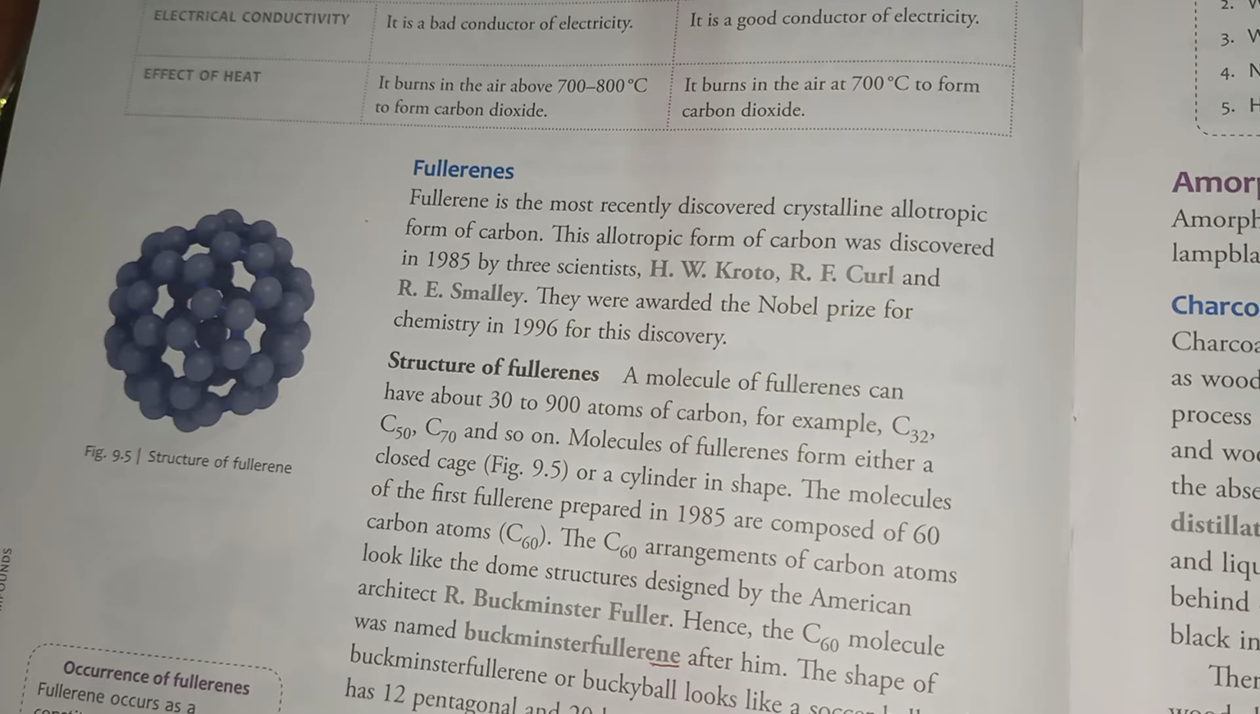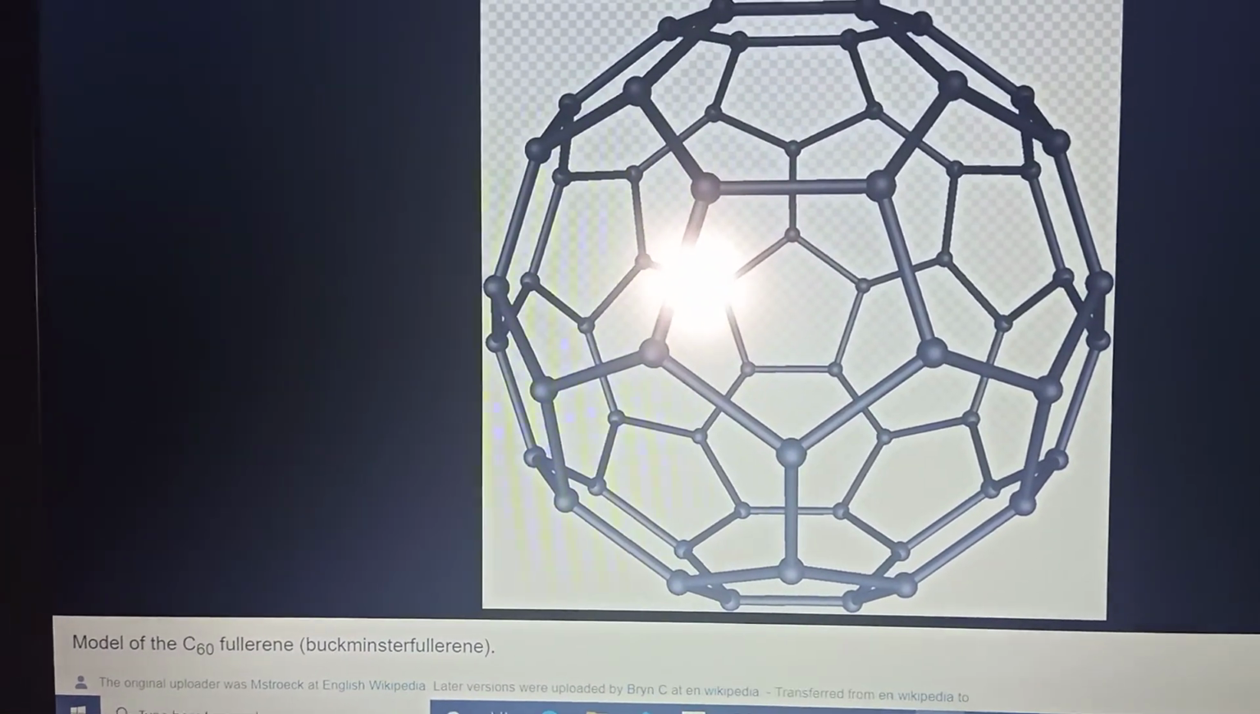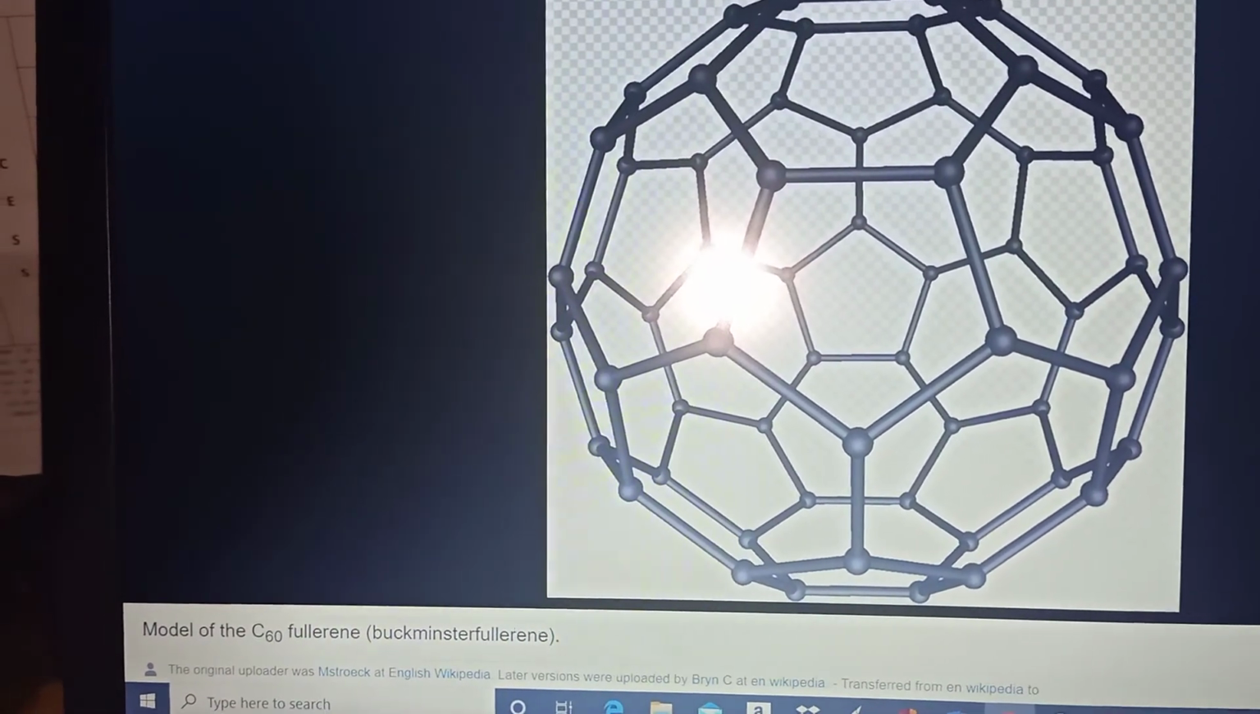Now, these fullerenes have different shapes and structures. Some are like spheres, some are like ellipsoids, some are also like tubes, and they might have even different types of structure. Some of the structures I will show you so that you can relate to what I am talking about. This is one structure of fullerene. It's a spherical structure, hollow from inside.